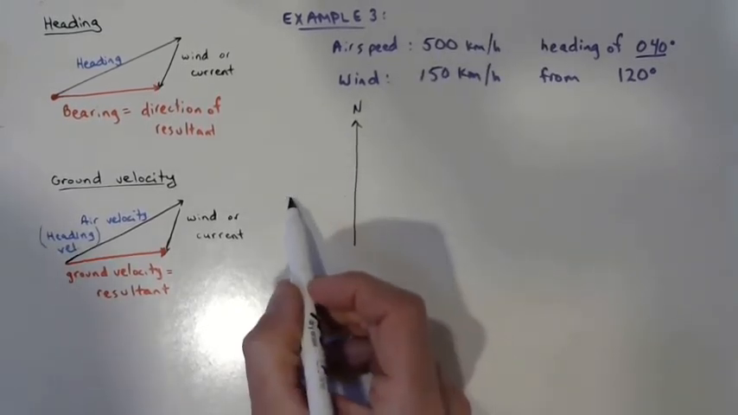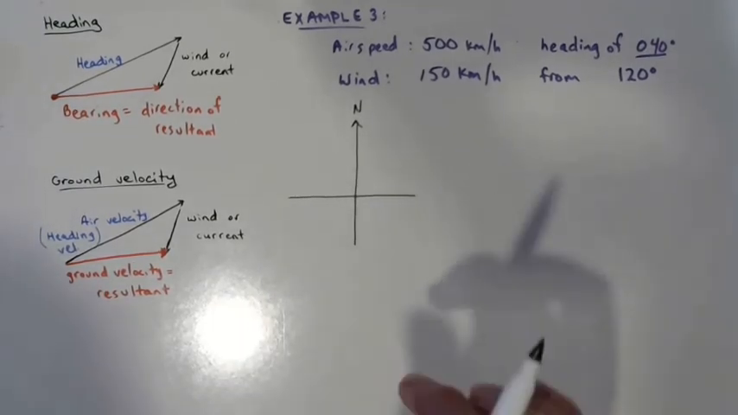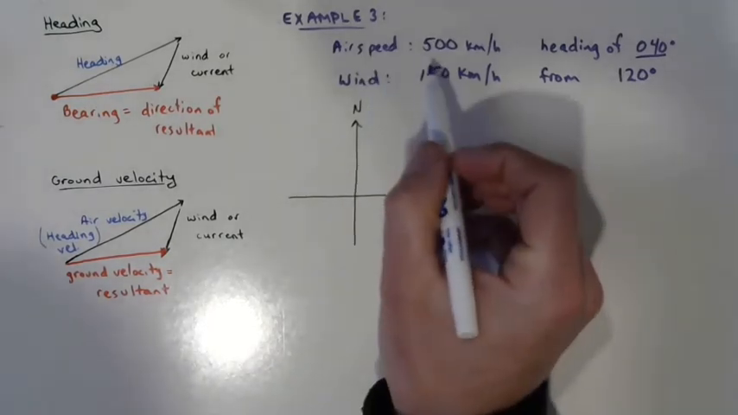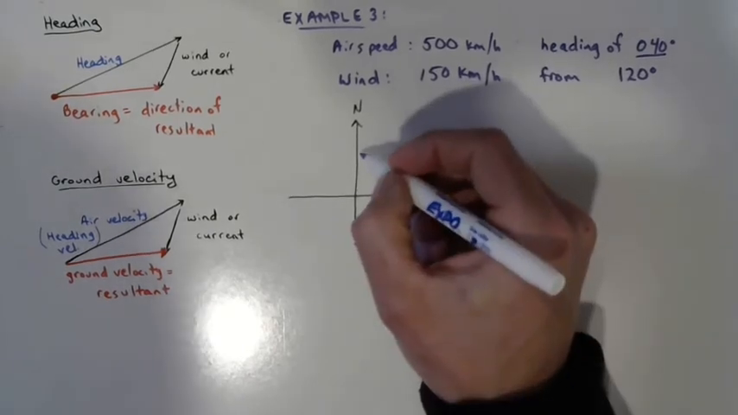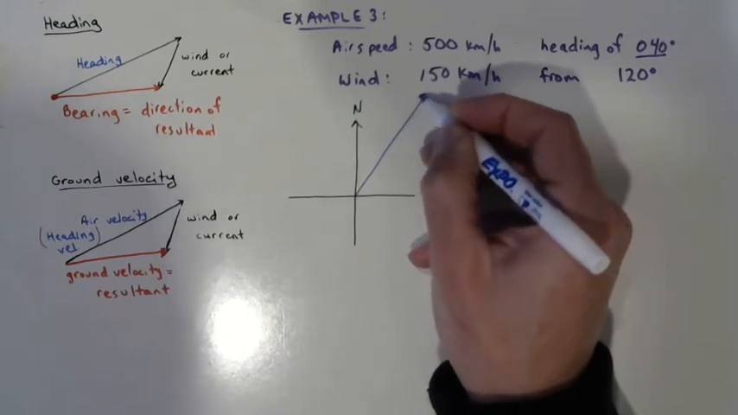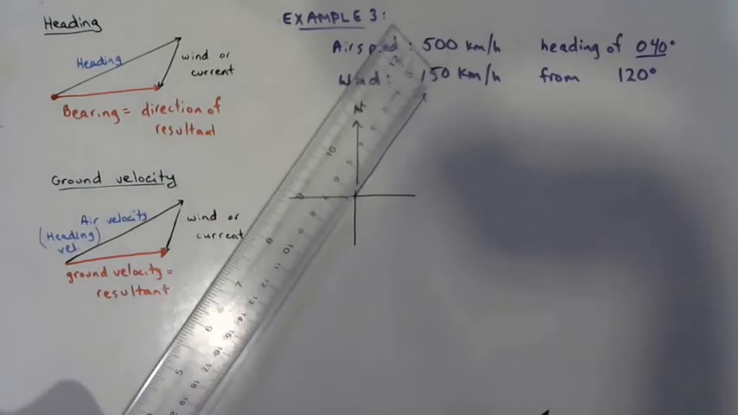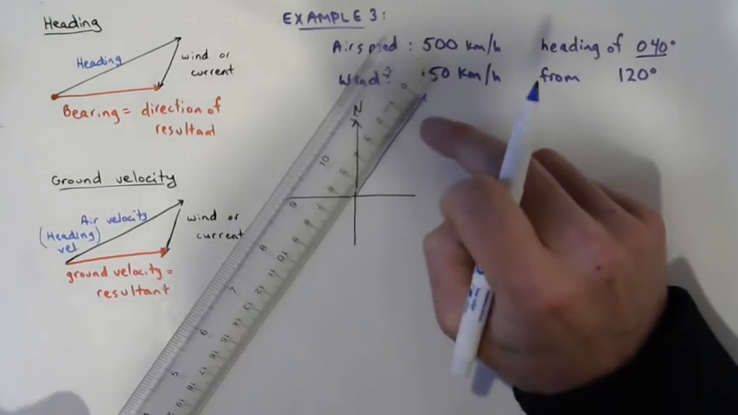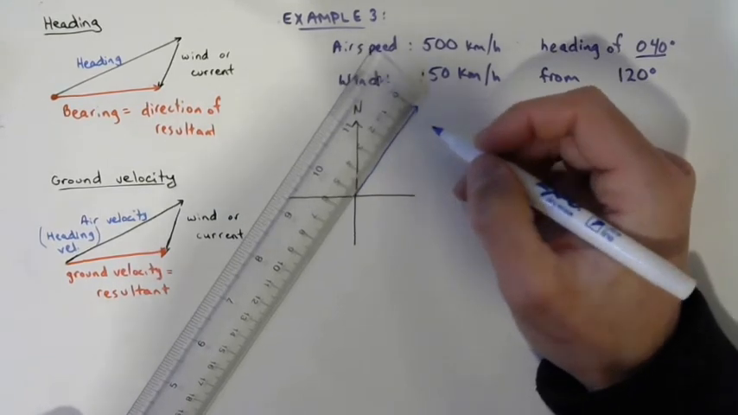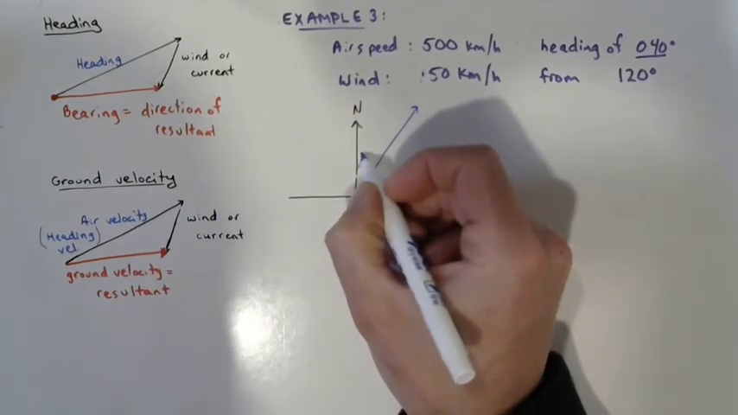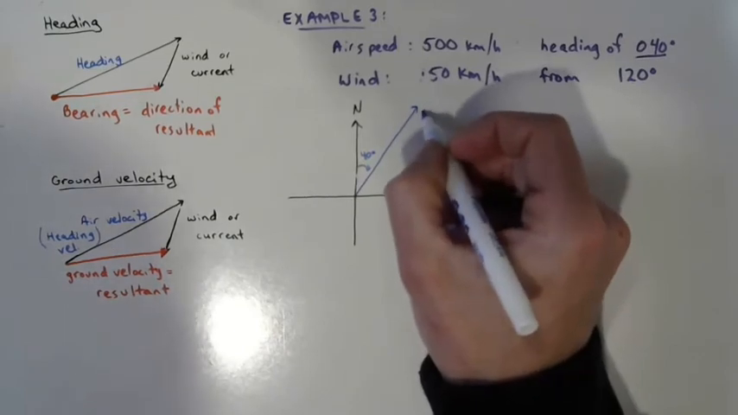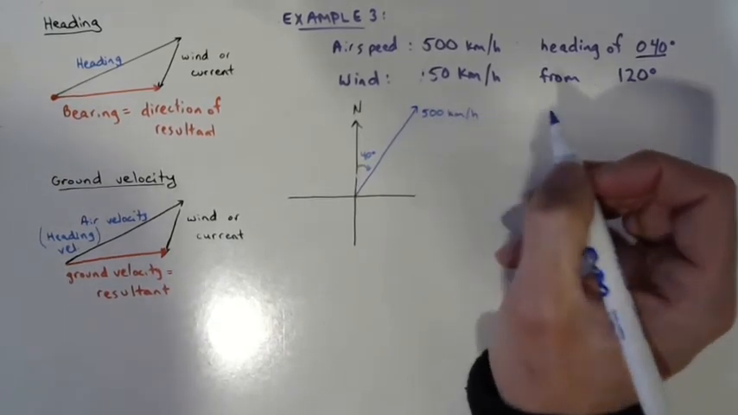North, east, south, west. I'm going to take our airspeed, 500 kilometers per hour, with a heading of 40 degrees. So a heading of 40 degrees means I'm going to be coming about like that. In order to do an accurate drawing, I should really be using my ruler. Let's go 1 centimeter per 100 kilometers per hour. So I have a 5 centimeter vector there at 40 degrees. This is our airspeed, 500 kilometers per hour.